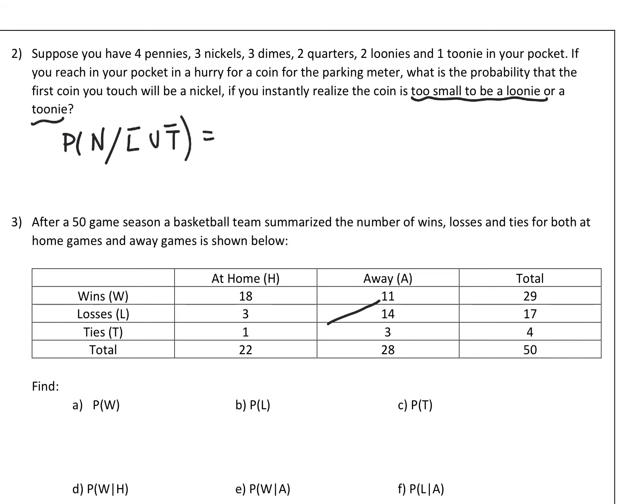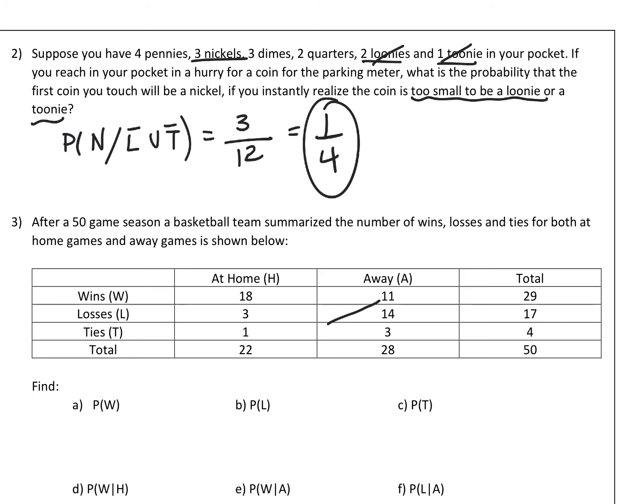Okay, so basically I had 15, but I'm telling you it's not a loonie or a toonie, so these are gone. So now I only have 12 outcomes left because 3 of them are gone from my sample space out of the 15. And how many of those are nickels? Well, 3 of them are, so 3/12ths, which reduces to 1/4.